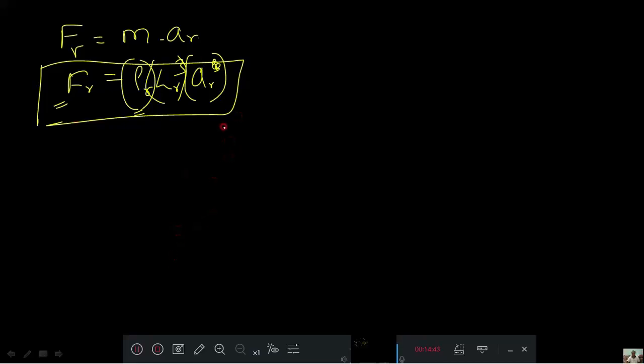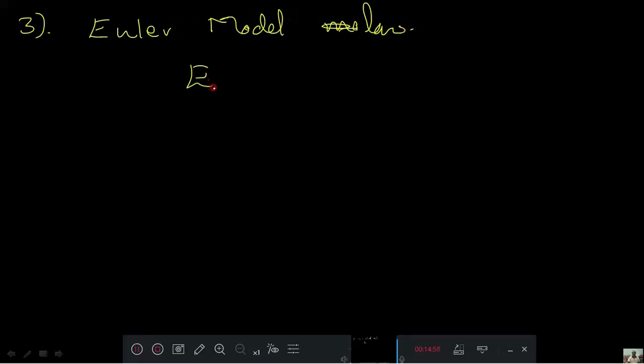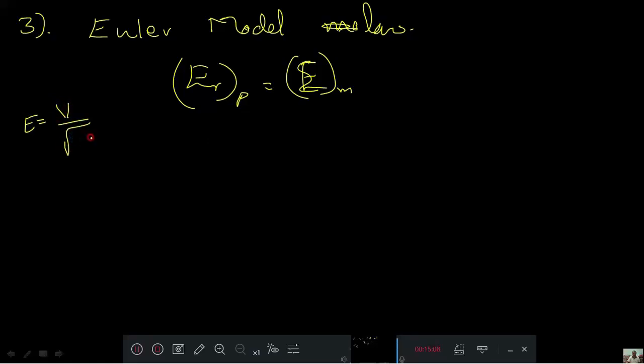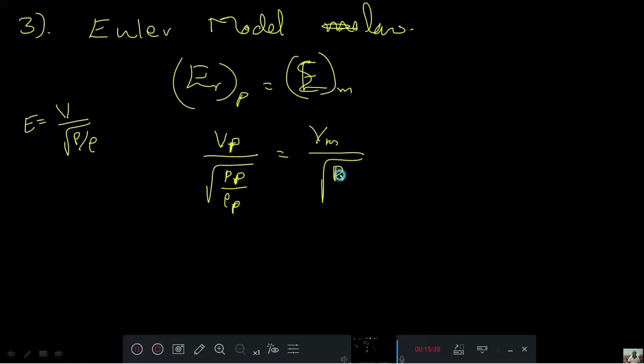Understood? Now like that we have a third law. The third law is Euler's model law. Again the same thing: Euler's number for the prototype must be equal to Euler's number for the model. What is Euler's number? The basic equation for Euler's number is V divided by root of P by rho. Then you write it as velocity of the prototype divided by root of pressure over density of the prototype, which must be equal to Vm divided by square root of Pm by rho m. So you will get these ratios.